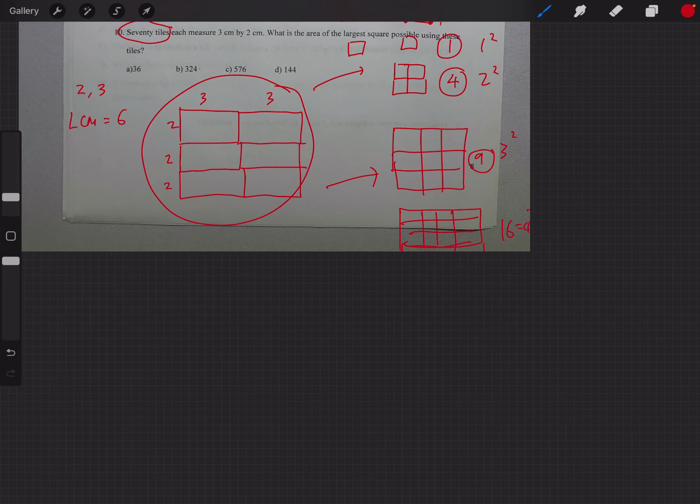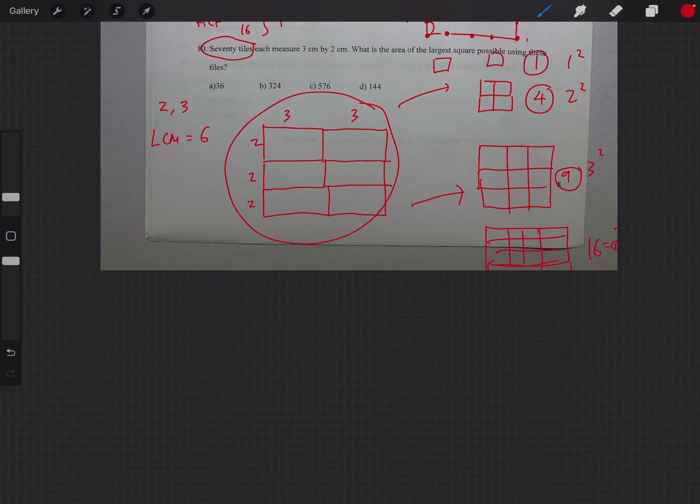Okay, so let's see how many. I've got 72. So now to make one square of this shape, you need how many? 6. 1, 2, 3, 4, 5, 6. You need 6 of these tiles. So 6 tiles make 1 square. How many squares do we need? Well, 72 divided by 6 will give you 12 squares. You got 12 squares.